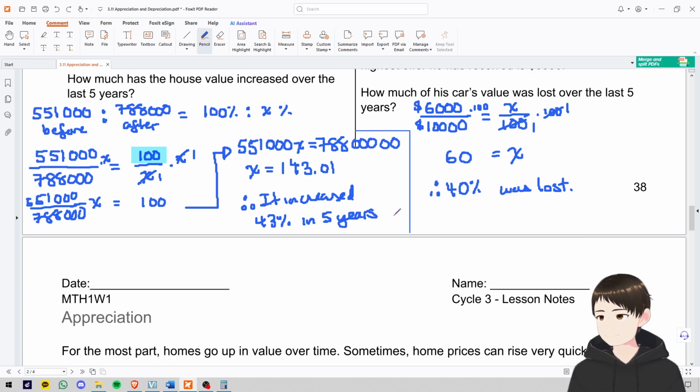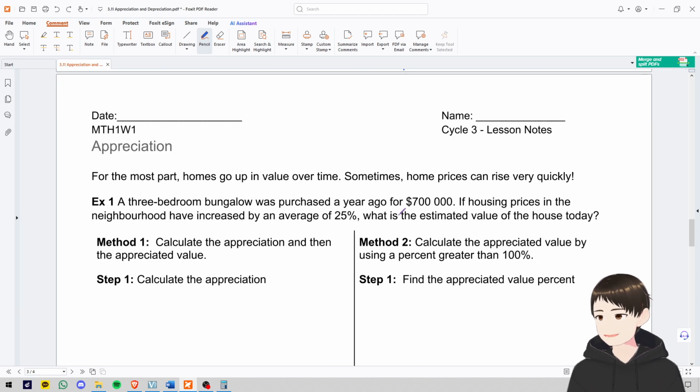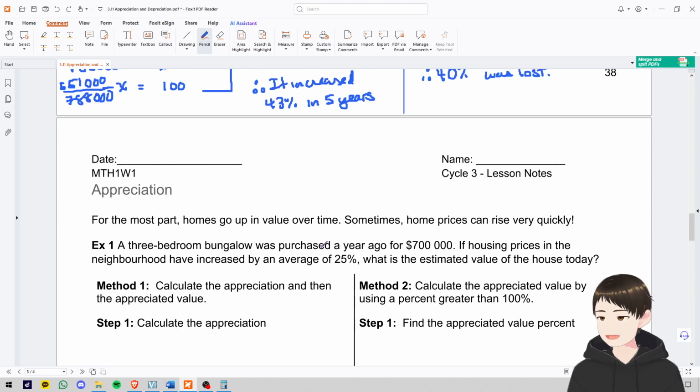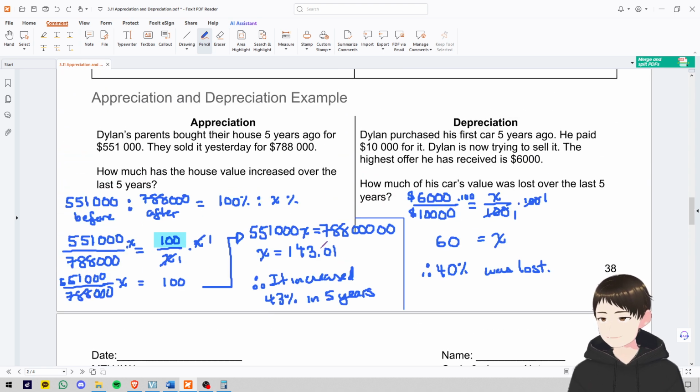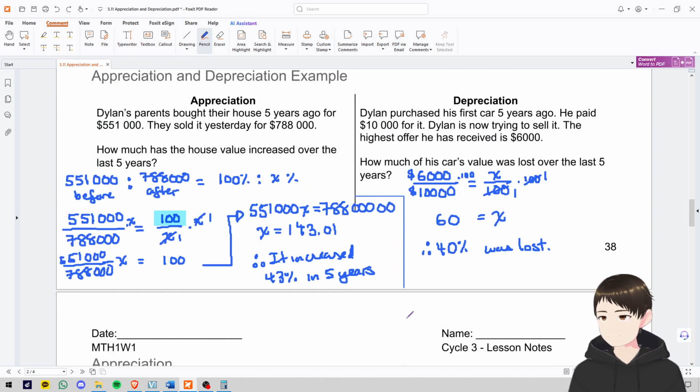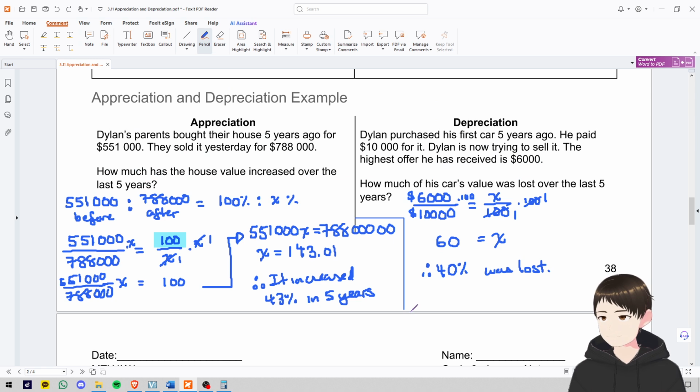Okay, so let's talk. How do we calculate appreciation if that's what they are asking for? I should step back a little bit. Please also note, there are some questions where, instead of asking for the final value, sometimes they will give you before and after, and they're asking for percentage.